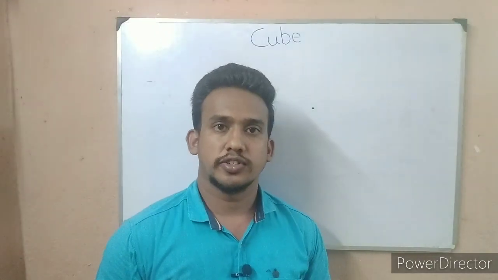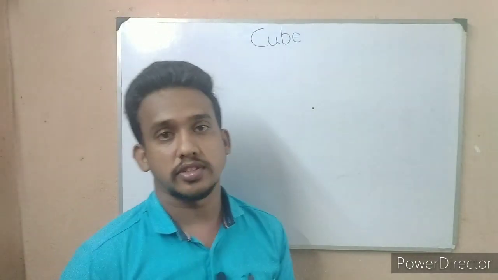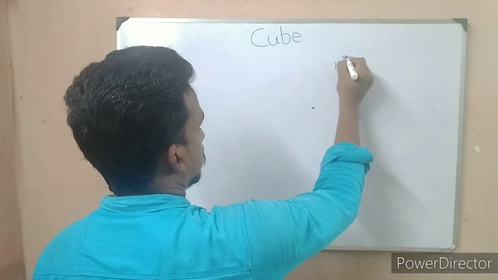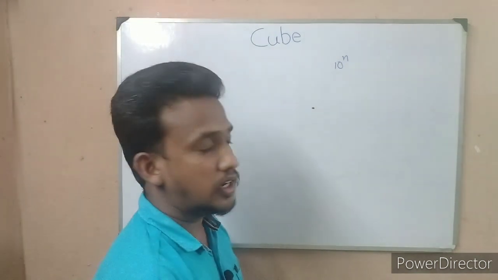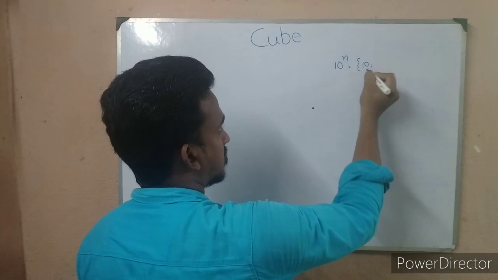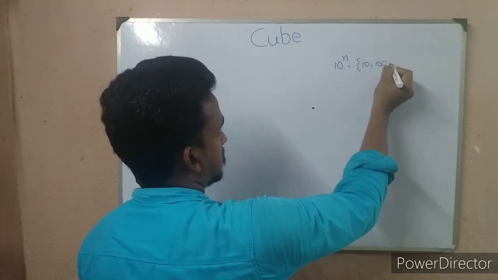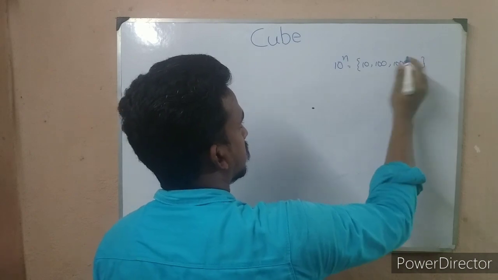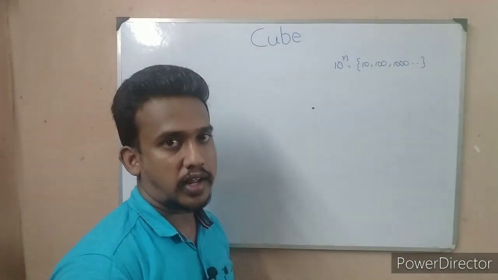Hi friends, today I'm also going to discuss how to cube a number, but here we are using some specific numbers which are near to 10 power n values. If n is 1 it becomes 10, if n is 2 it becomes 100, if n is 3 it becomes 1000. These are the bases for our calculation.